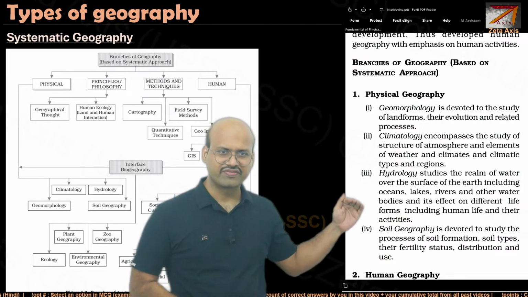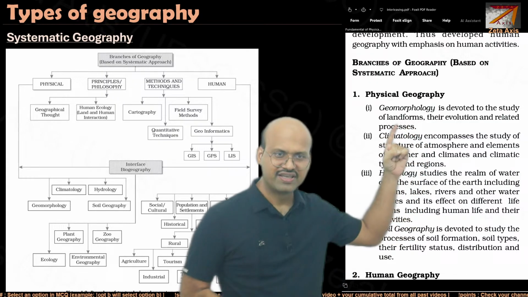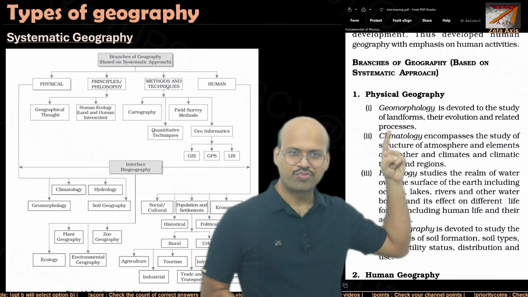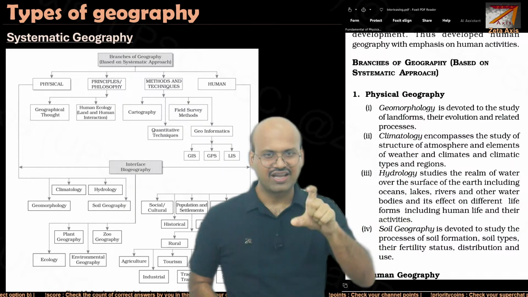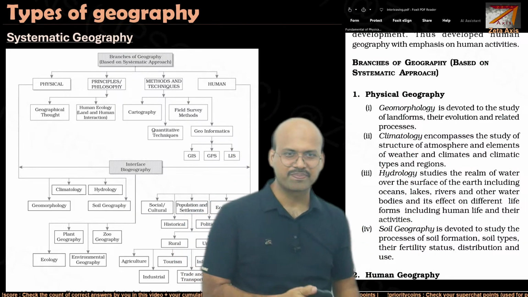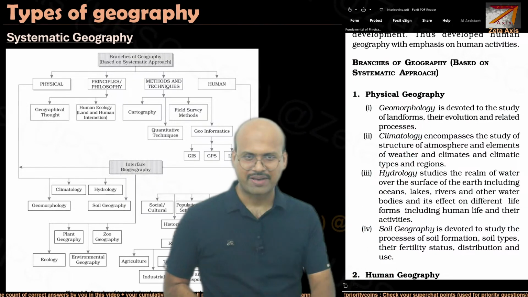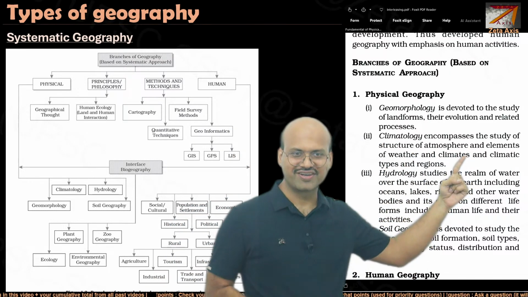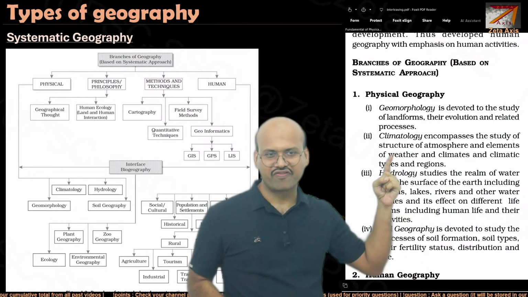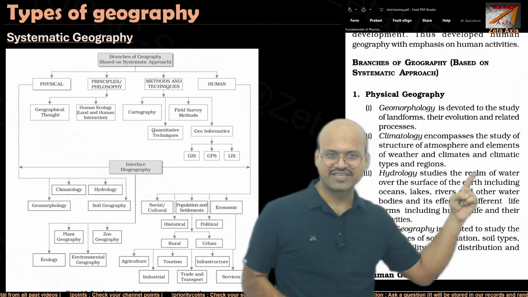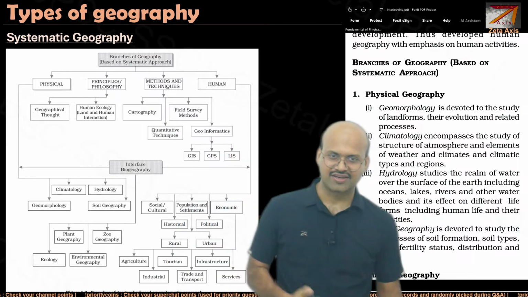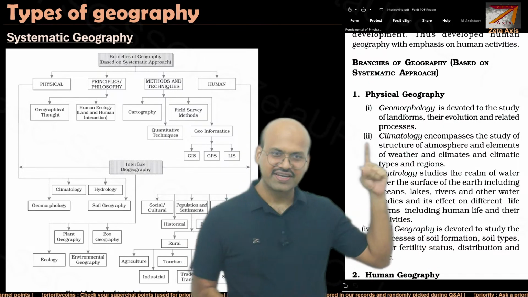And now we have certain names. Geomorphology. It is devoted to the study of landforms, their evolution and related processes. So we study the landform, basically the tectonic plates and all those things, what is happening inside our earth. Climatology, the study of the structure of our atmosphere and elements of weather and climates and climatic types and regions, all that is related to climate, rainfall, monsoon, El Nino, La Nina, and all that you will have in climatology.